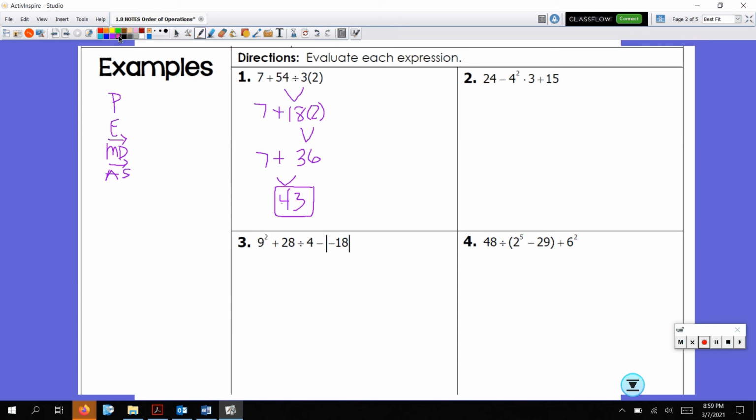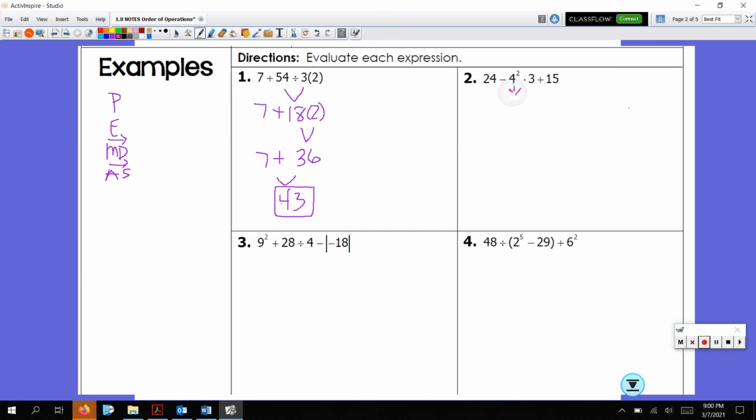24 minus 4 squared times 3 plus 15. All right, let's look at our PEMDAS. I don't see any grouping symbols. I do see an exponent here, so that's going to come first. This negative is not in parentheses, so I'm just squaring 4. 4 squared is 16.